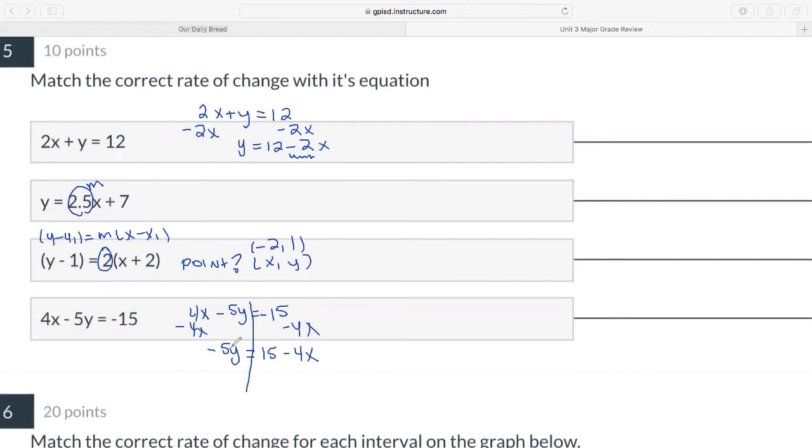-5 is multiplied to y. So to get it off of it, I would have to divide by -5. That will give me y equals 15 divided by -5 is -3, -4 over -5 is positive 4/5 x. So my slope is 4/5, positive 4/5. Whatever that is as a decimal. I think I wrote it in decimal form.